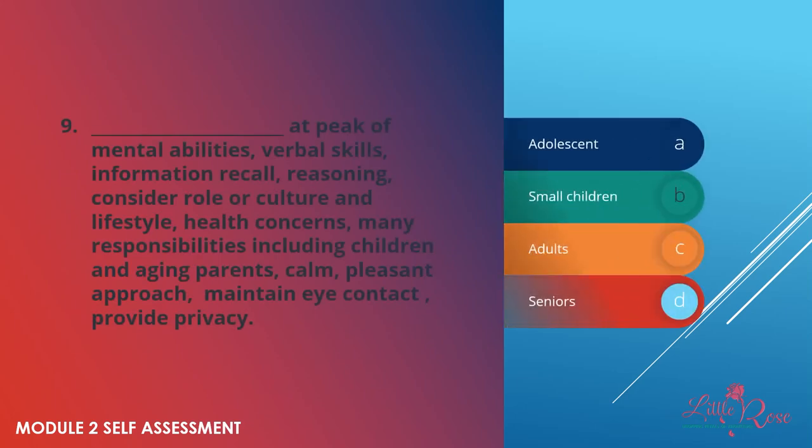Blank is at the peak of their mental abilities, verbal skills, information recall, reasoning. Consider role or culture and lifestyle, health concerns, has many responsibilities including children and aging parents. Keep calm, pleasant approach, maintain eye contact, and provide privacy. Adolescent, option A. Small children, option B. Adults, option C. Seniors, option D.